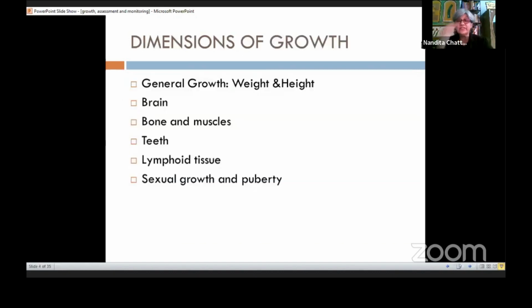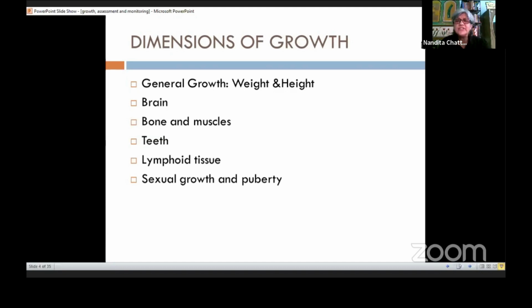So what are the different dimensions? The most important dimensions that we look into: one is general growth, that is increase in size, which is evident by looking at the weight and height. Then comes growth of the brain, then growth of the lymphoid tissue. These are all important parameters we need to know, when their growth is occurring, to understand various diseases and body conditions. Finally, we come to the sexual or reproductive growth. Now, all of these growths, just think about it, do not occur at the same time or at the same rate.